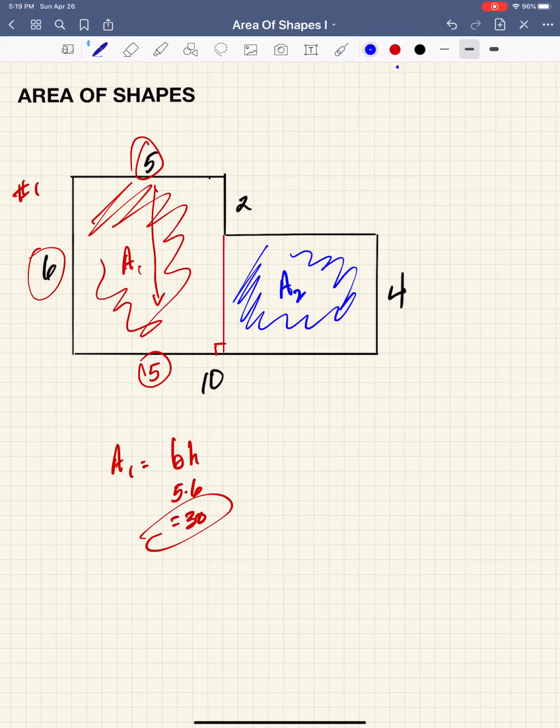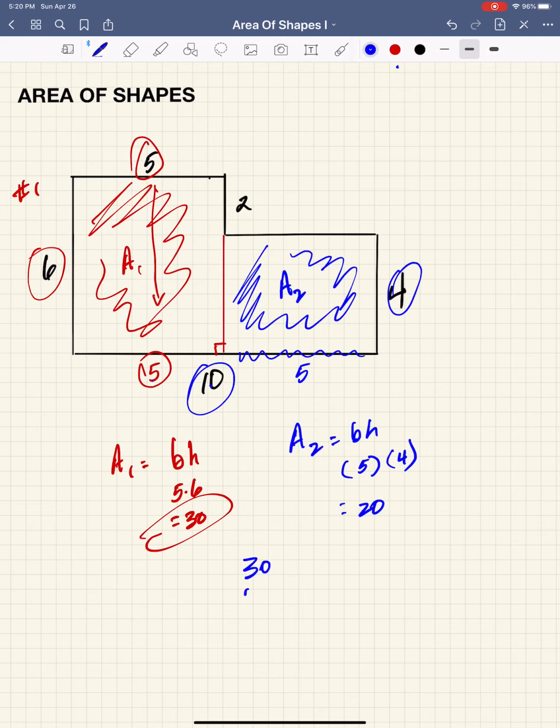Area number two, well, I know that this is 4 for the height. Here's area number two, base times height. So I know I have 4 for the height. But the question is, what is the base over here? And that base, if this whole thing was 10, 10 minus 5 is 5. So here you have 5. So that's going to be 20. And if I add 30 plus 20 together, I get 50. And that is the area of the entire shape.